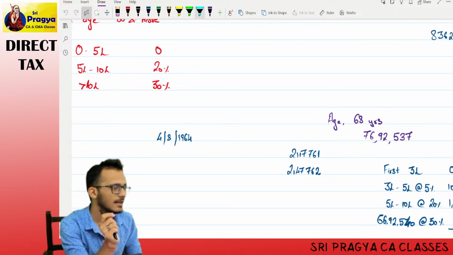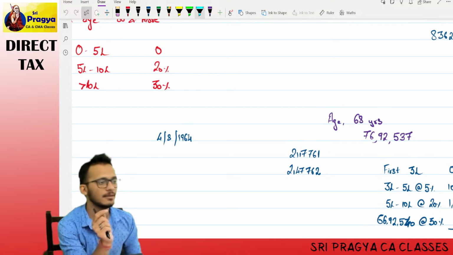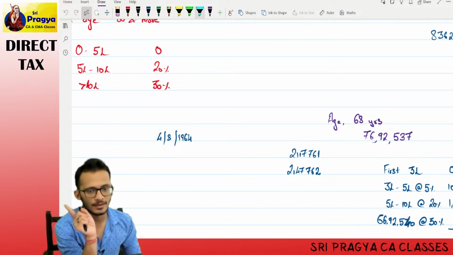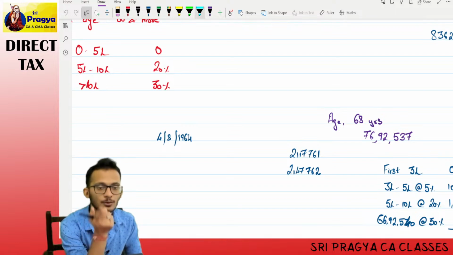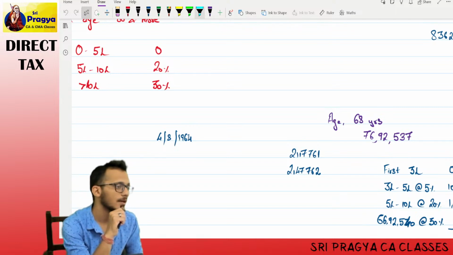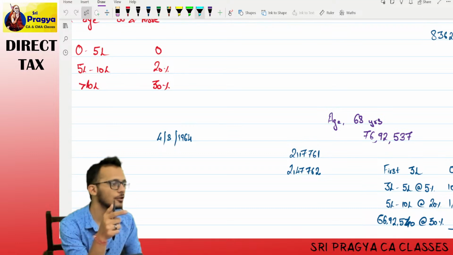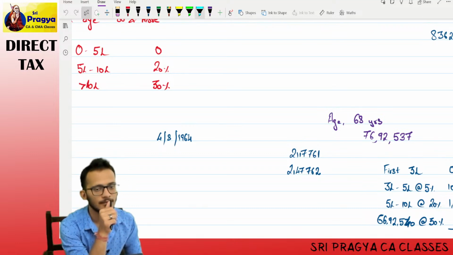Which is where the question is, Rahul: should you check until the previous year or until the assessment year? Is she right? Yes. Why? When you are going to earn income in that year, your tax should also be based on that year. Correct?